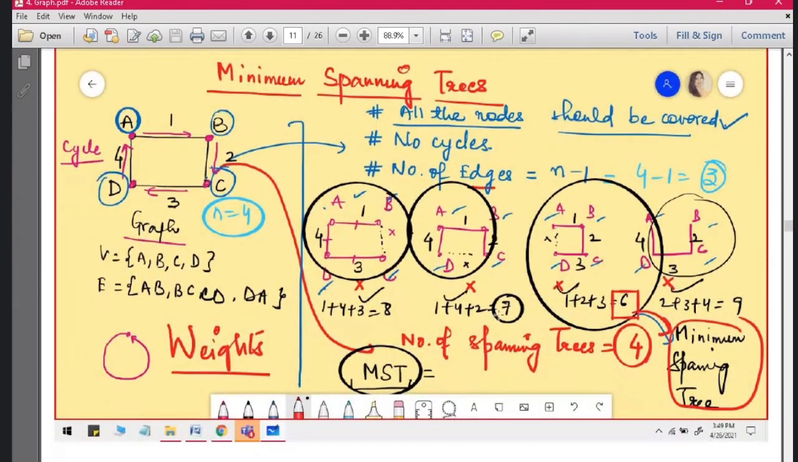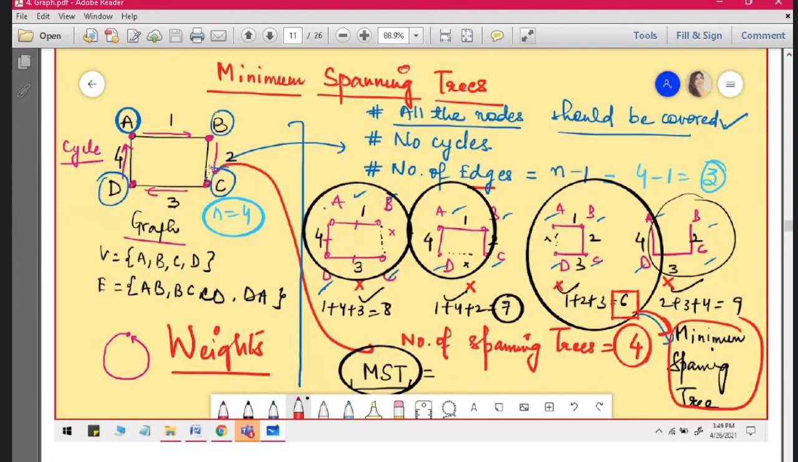So in the same question, now I'll find out the concept of minimum spanning tree. We will understand the concept of minimum spanning tree. Till now we have studied only spanning tree. When the minimum spanning tree concept arises, there will be some weight associated with your edge. So all the nodes should be covered basically. When you are making the minimum spanning tree, all the nodes should be covered, and there should be no cycle in the resultant graph, and the number of edges should be n minus 1.